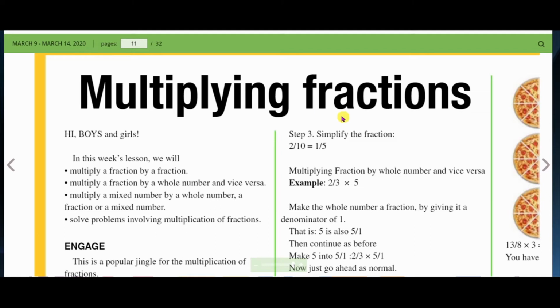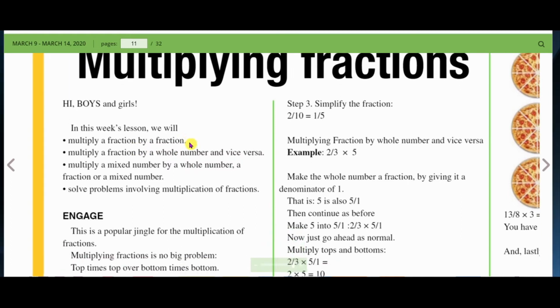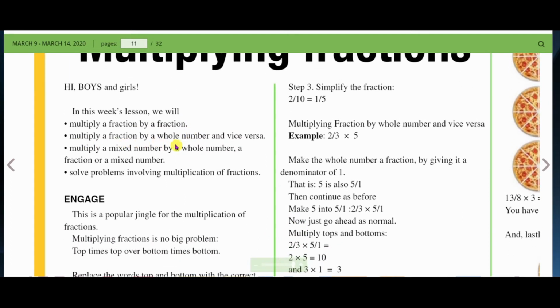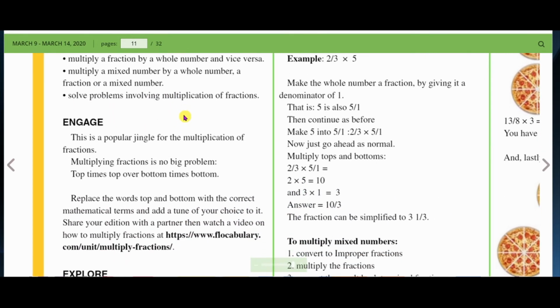In this episode, we look at multiplying fractions. Hi boys and girls, in this lesson we will multiply a fraction by a fraction, multiply a fraction by a whole number and vice versa, multiply a mixed number by a whole number, a fraction or a mixed number, and solve problems involving the multiplication of fractions.